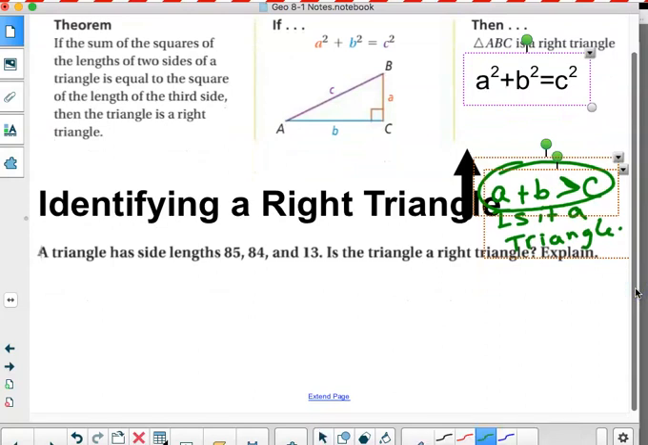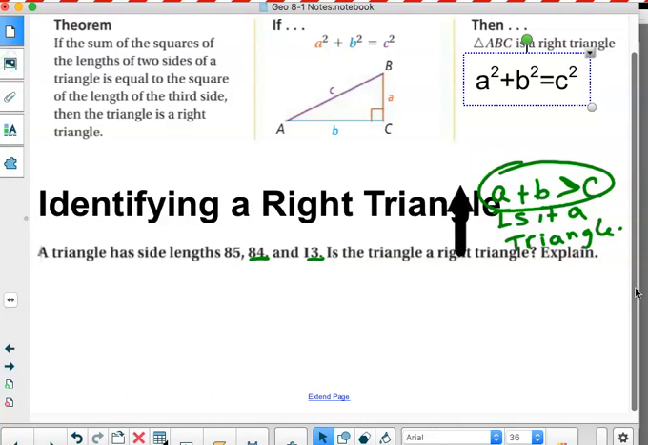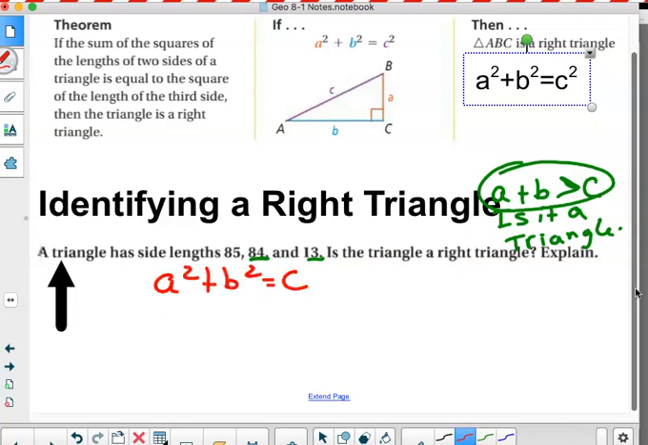So we're going to take the smallest two here, 84 and 13. I add them together, and I get 97. Is that bigger than 85? Yeah, so it should be a triangle. But in this particular one they're asking, is this a right triangle? If it is, it should work: a squared plus b squared equals c squared, where a and b are the smaller two. I don't care how you assign it, but this was a, this is b. 84 squared plus 13 squared, and I'm wondering, is it equal to 85 squared?